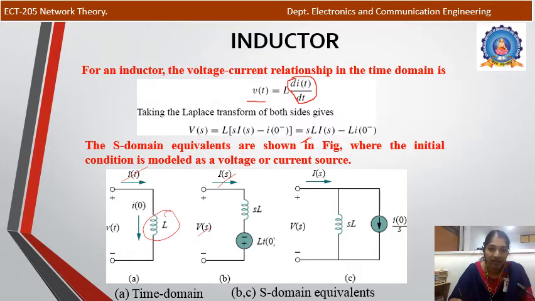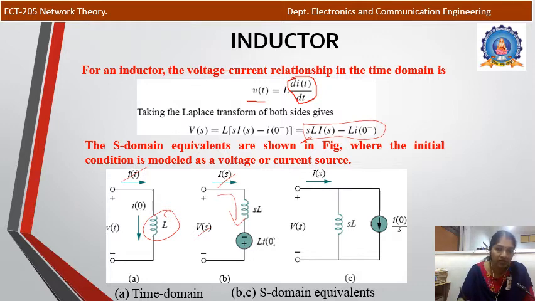Also there is an initial value, so that initial value of voltage is L into I of 0. We represent it by using a voltage source with the value L into I of 0. So V of s is equal to s into L into I of s, where I of s is the current flowing through this path, and minus L into I of 0. So the total voltage will be s into L into I of s minus L into I of 0. Okay, so this is the series representation.